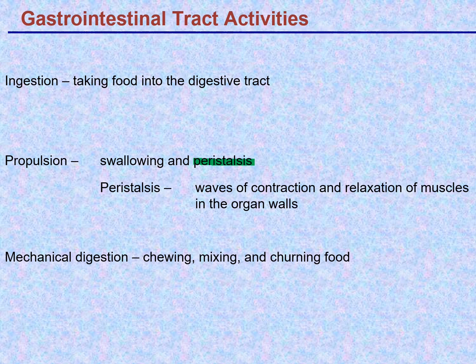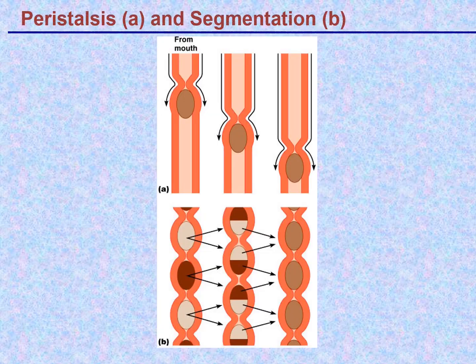During processing of food, there is mechanical digestion, and that occurs by chewing and mixing and churning of the food. This is a diagram that shows what peristalsis is and what segmentation is. These are two movements that you get within the GI tract.